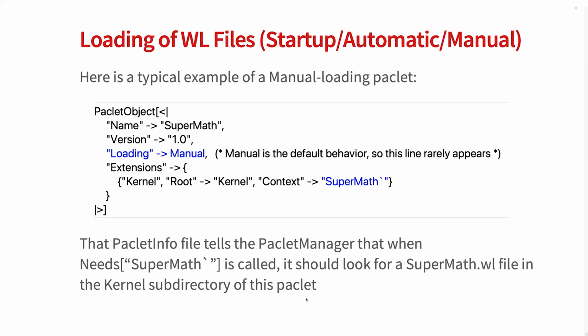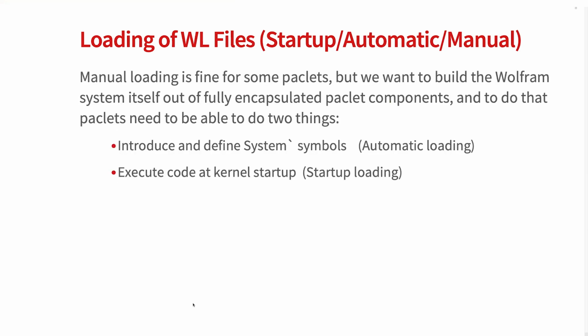So here's a typical example of a manual loading Paclet. Could say Loading arrow Manual. Now, of course, manual is the default, so no one ever puts Loading arrow Manual in their Paclet, but you could. And so this very simple Paclet info file simply tells the Paclet manager that when needs supermath is called, it should look for the supermath.wl file in the kernel subdirectory of this Paclet. Right? It's as if the Paclet's kernel directory was on $Path. It's not how it works, but it's like that. So that's your basic Paclet.